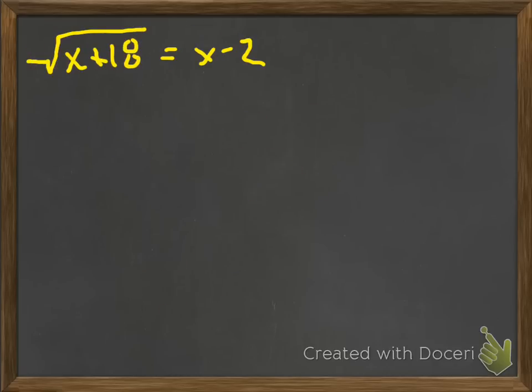Okay, in this next example, this is one where we really have to be careful, and I'm going to try to do a couple of examples like this one. But I have the square root of x plus 18 is equal to x minus 2. Notice that the square root of x plus 18 is isolated. It's by itself. So I am technically ready to square this. So when I square this, I have x minus 2 squared.